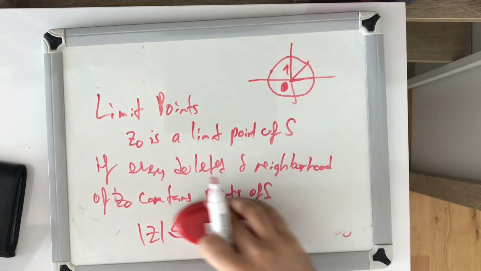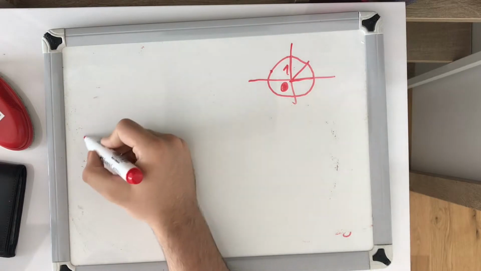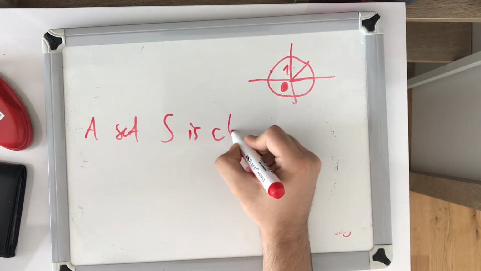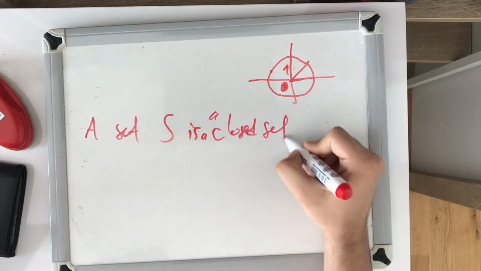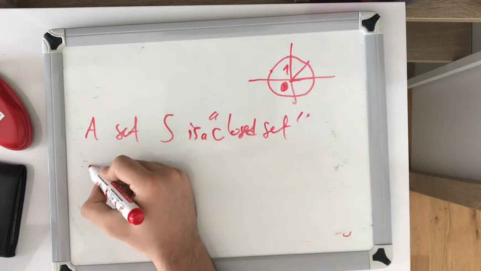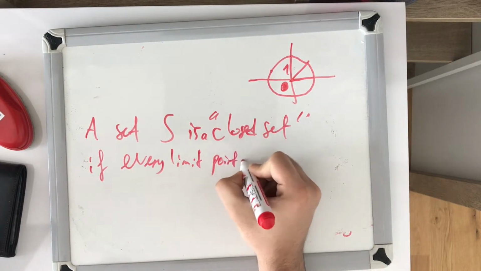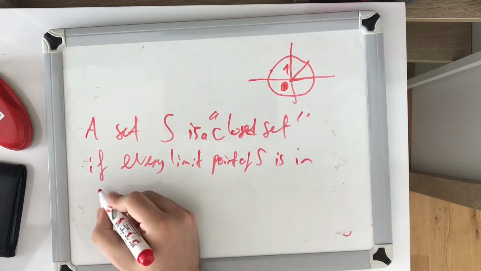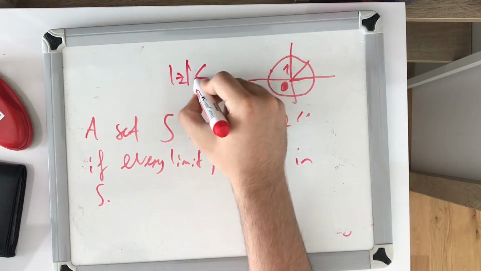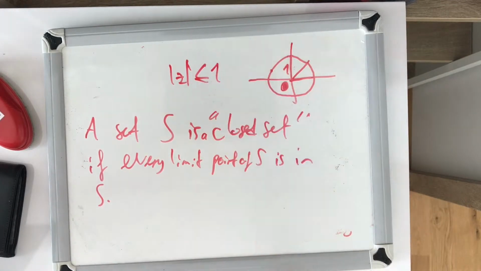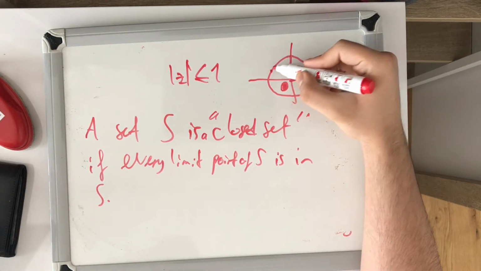And actually that brings us another definition. A set S is closed. A set is a closed set if every limit point of S is in S. So let's again look at the same set of points. So the absolute value of z is less than or equal to 1. Again, we said that this is a limit point and it is in the set.